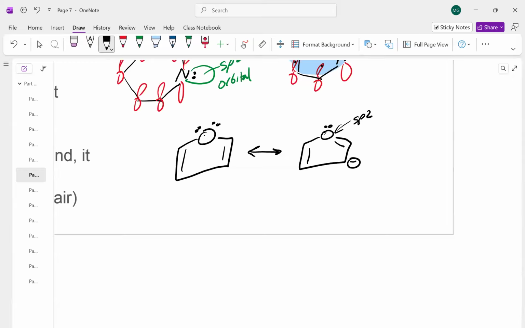Now the question is, since oxygen has two lone pairs, how many are actually part of the pi system? And I want you to look at the resonance form there. How many lone pairs actually are part of that ring, that got thrown into the ring? Only one of them. One lone pair is part of the pi system. The other is not.